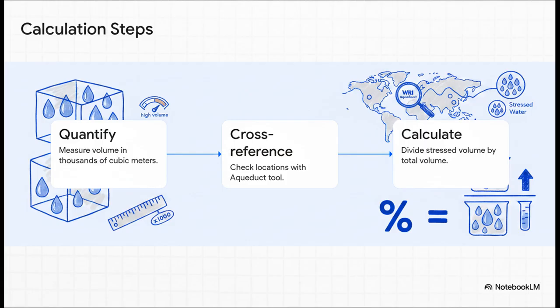Step 2. You cross-reference your operating locations with the WRI's Aqueduct tool to find out which specific facilities sit in those stressed regions we just talked about. Step 3. You calculate the exact percentage of these activities occurring in regions with high or extremely high baseline water stress. You do this by simply dividing the volume of water used in those stressed regions by your total overall volume. So the numerator is your stressed water, the denominator is your total water, again, in thousands of cubic meters.